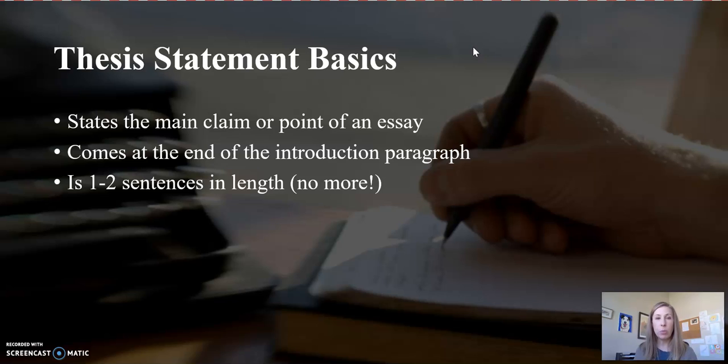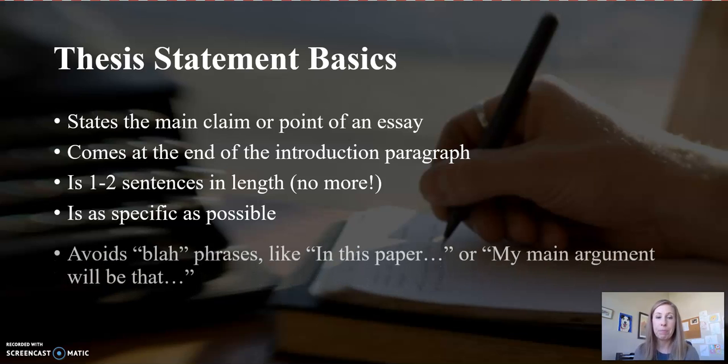Your thesis statement should be 1 to 2 sentences in length, no more. So we're talking about getting your main point or your main claim really in a short amount of time, in 1 to 2 sentences, so your readers can quickly and easily spot it. You want to make that thesis statement as specific as possible. Even though it's short, you want to be as precise as you can be so that readers know exactly what your paper is going to be about.